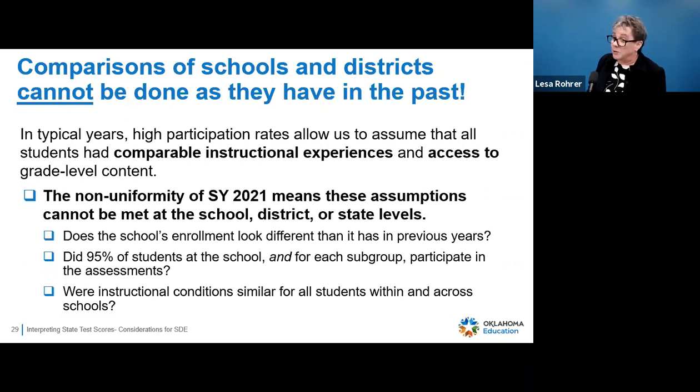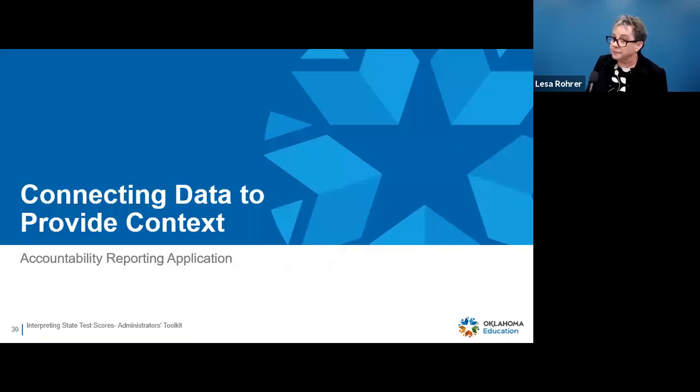We're going to go back to those three questions. Does the school's enrollment look different than it had in the previous years? Who are we serving? Did 95% of students at the school and for each subgroup participate in the assessments? Were instructional conditions similar for all students within and across schools? And as you're working as the school leaders, this is how we're going to be engaging with these scores this year. We'd be remiss if we didn't give you the data that you need to make these. So that's what we're going to dig into next.